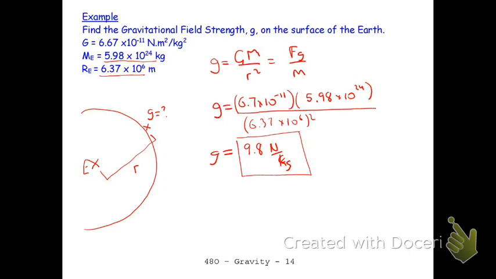So what do you think they did? Do you think they massed the Earth and then figured out what the gravitational field strength was? Or do you think that they knew the gravitational field strength, they knew the radius of the Earth, and then they figured out the mass of the Earth from that? When do you think they first knew the radius of the Earth? Was it 100 years ago, 500 years ago, 1,000 years ago, 2,000 years ago? Did Neanderthal man know the radius of the Earth?